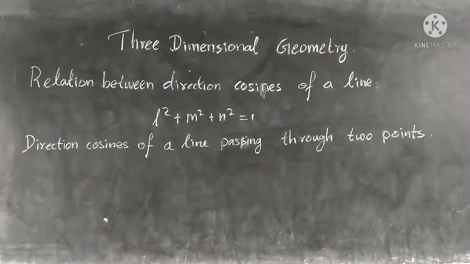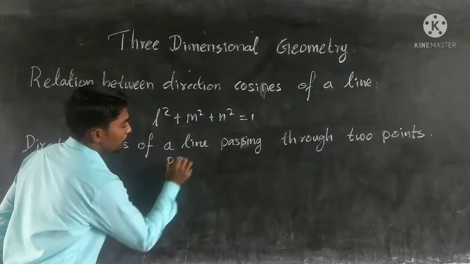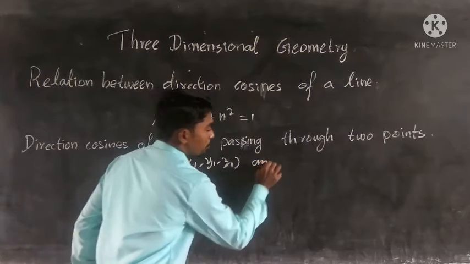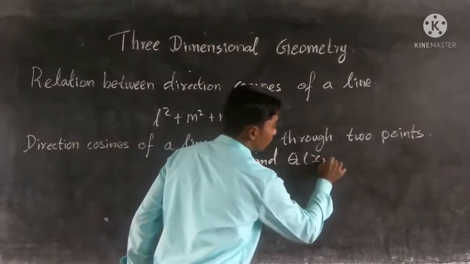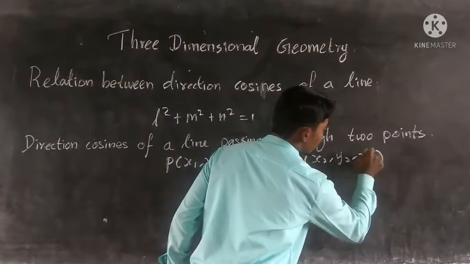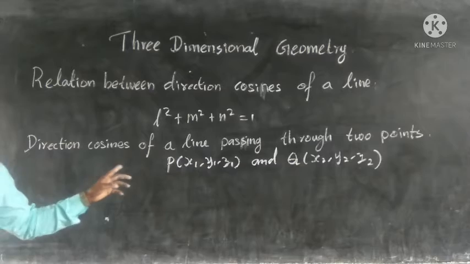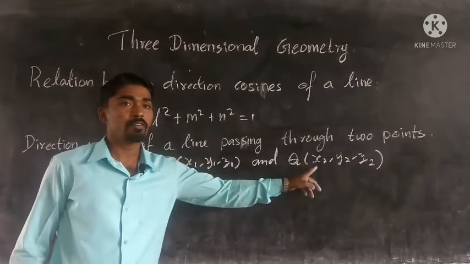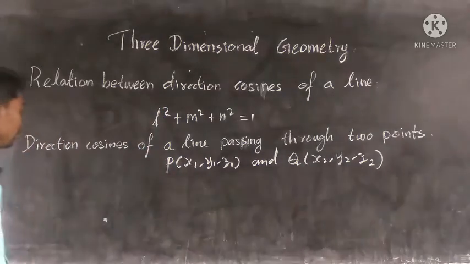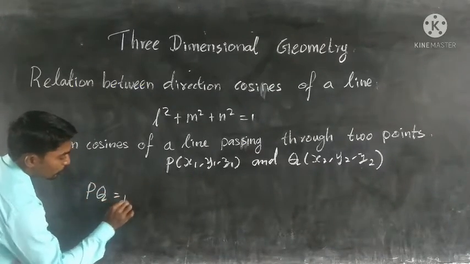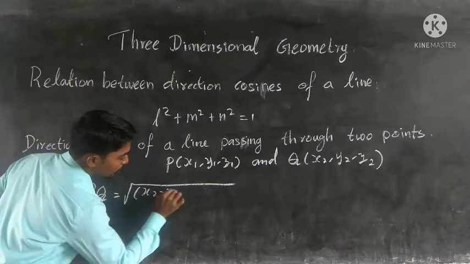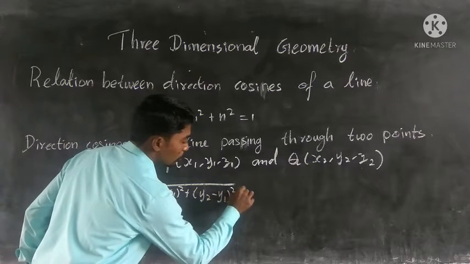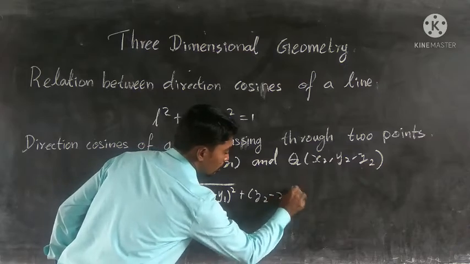If a line passes through P of x1, y1, z1 and Q of x2, y2, z2, then PQ is equal to square root of x2 minus x1 whole square plus y2 minus y1 whole square plus z2 minus z1 whole square.